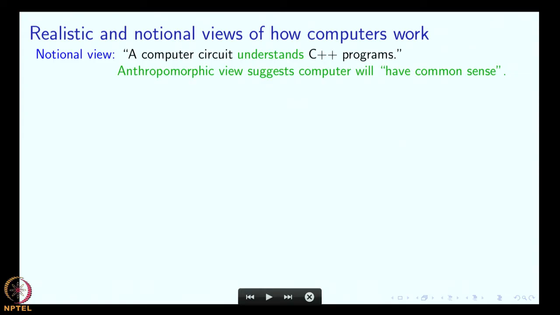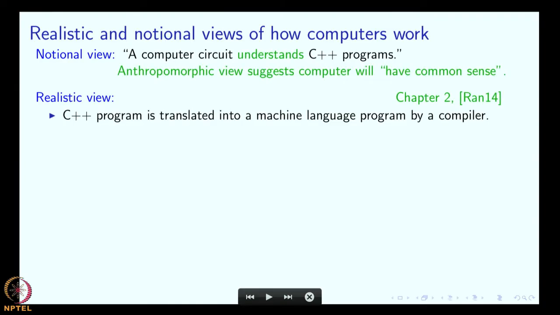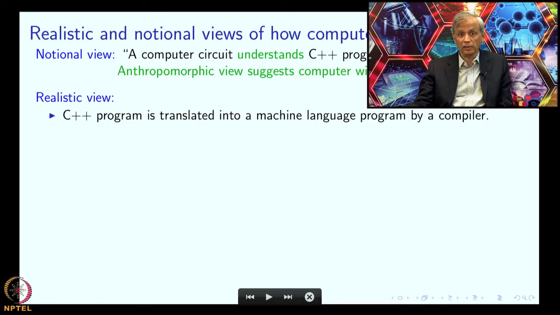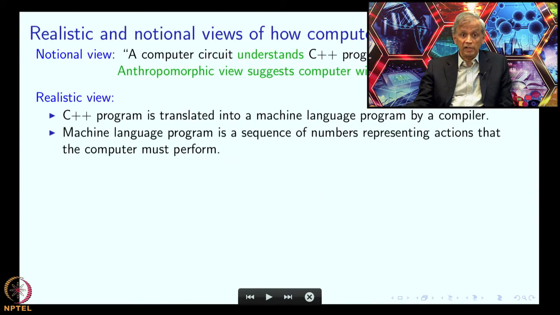You have to somehow give the feeling that computers are like human beings, but they are also not like human beings. And this is a little difficult. On the other hand, here is what a realistic view might be, and it's discussed again in the chapter. You could say that a C++ program is translated into a machine language program by a compiler. After all, you are going to tell them what compilation is, so you might as well tell them that the output of the compilation is machine language. Then you could say that a machine language program is a sequence of numbers representing actions that the computer must perform.